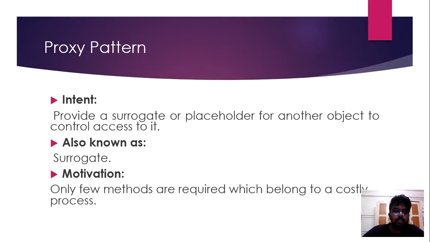Now let's go to motivation. Only a few methods are required which belong to a costly process. Suppose we have a class. This particular class has multiple methods, so the object associated with that class will have a variety of methods to access. When we use a proxy object, basically a proxy placeholder, we can only access the methods that we require. Thus it will save memory space and also increase the performance.